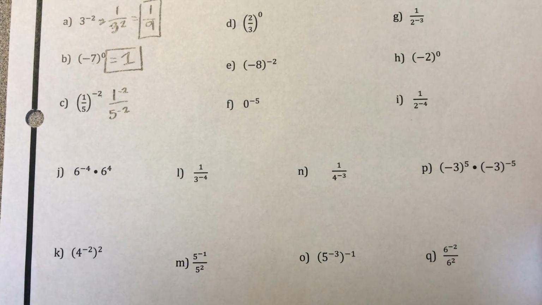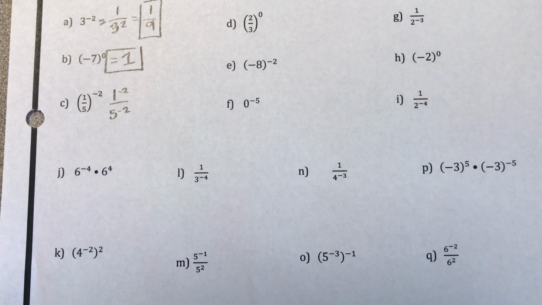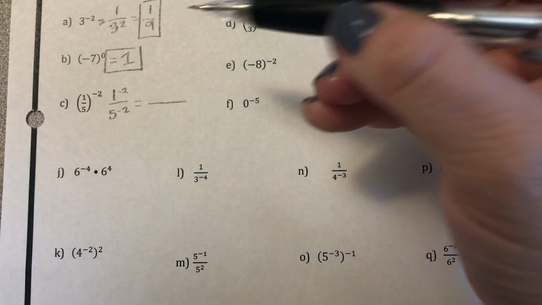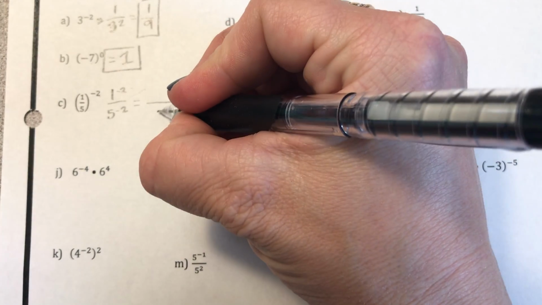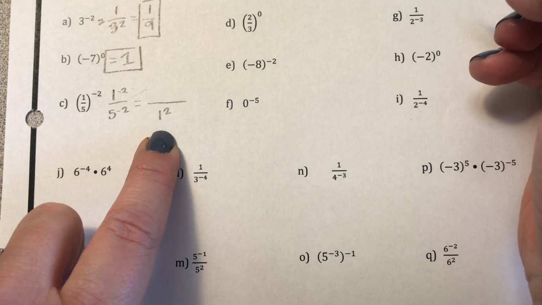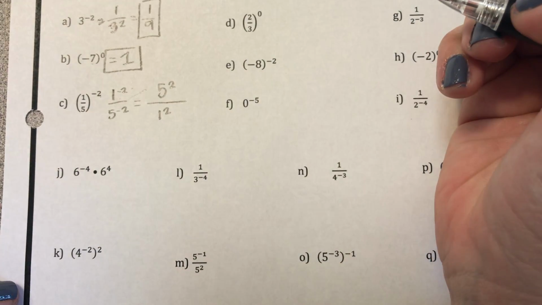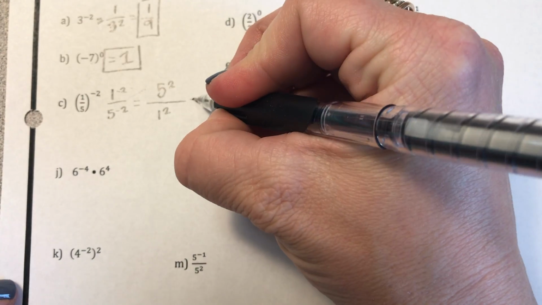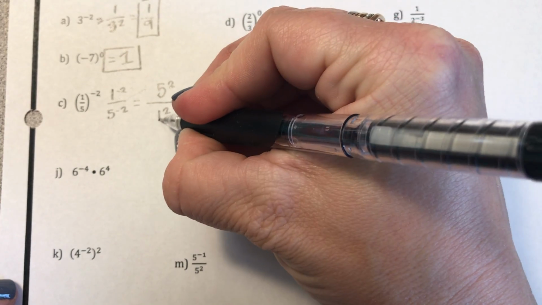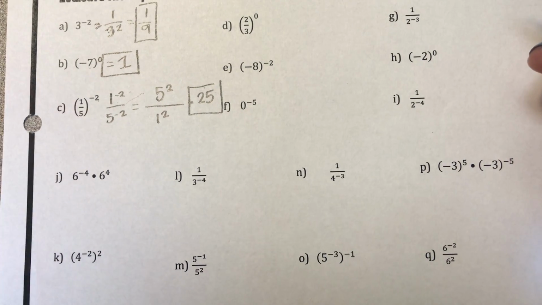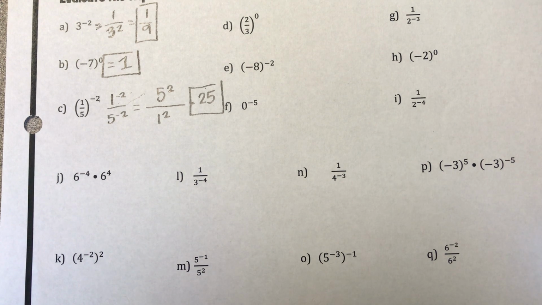Here's where it's kind of getting crazy. That negative exponent is telling you, hey, I'm in the wrong part of this fraction. Move me to the other part. So 1 to the negative 2 wants to come down here to be a positive exponent. 5 to the negative 2 wants to come to the numerator and be positive. 5 squared is 25 over 1 squared is 1. So the crazy thing is, 1/5 to the negative 2 power is just 25.